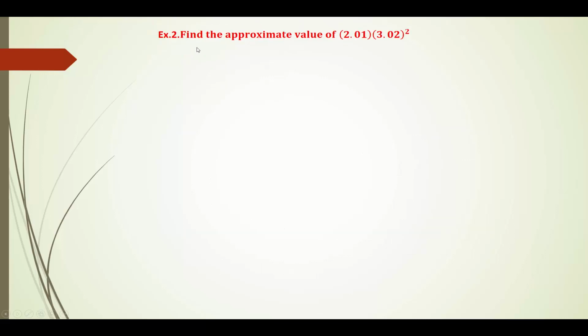Example 2. Find the approximate value of 2.01 into (3.02)². Solution. First write this value into two terms.